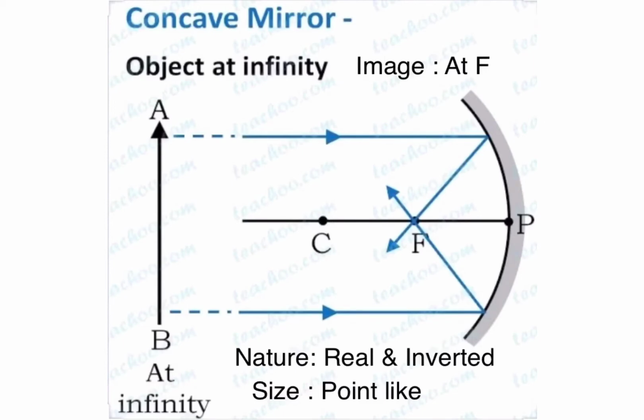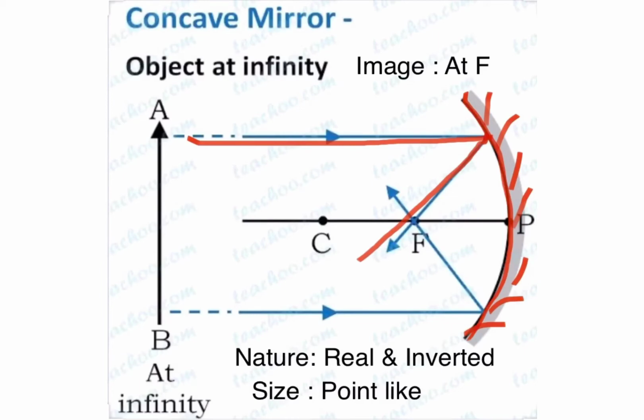First of all, for drawing the diagram, we have to draw the concave mirror like this, and this represents the polished part of the concave mirror this way. Now we will draw the rays. Now the object is at infinity, so the ray coming from the object will be parallel to the principal axis. So this is your incident ray, and we know the first rule, that when the rays are parallel to the principal axis, they pass through F after reflection. So here you can see that it is passing through F.